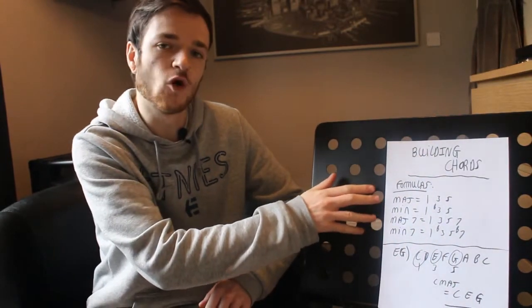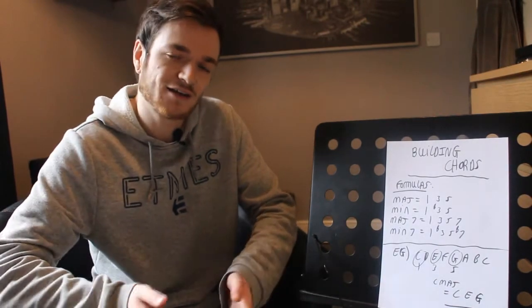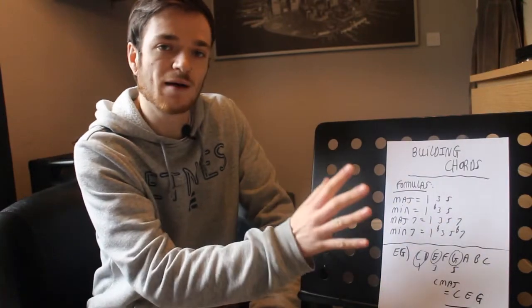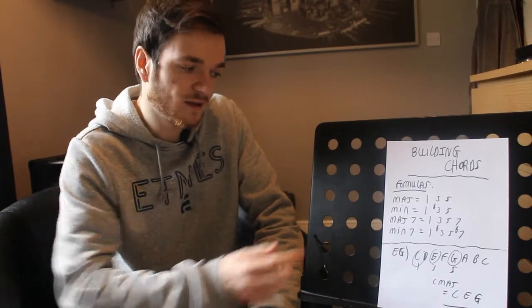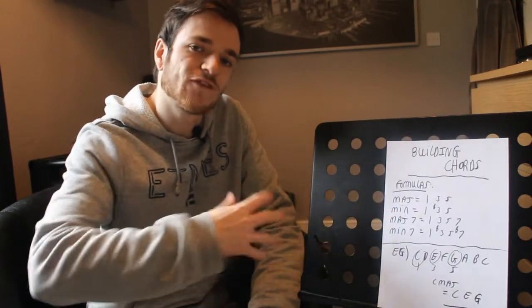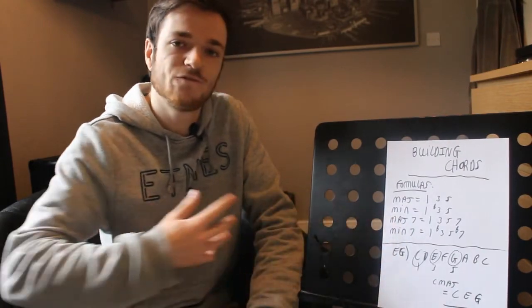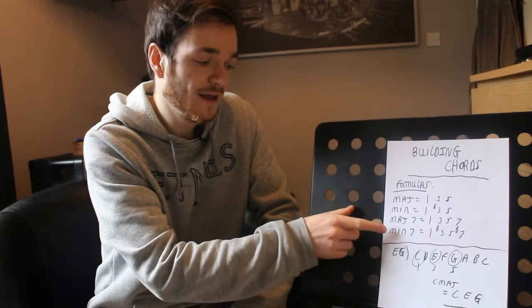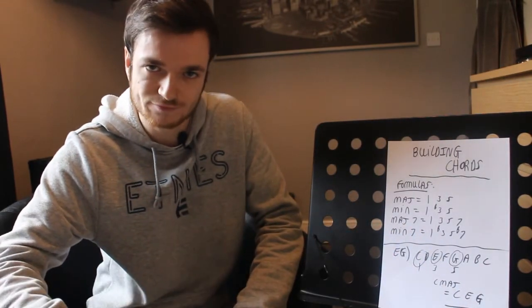We're going to start with some little formulas, okay? So basically, you build or dissect chords by using a set of formulas, okay? For example, major is the first, third, and fifth note of a scale. Minor is the first, flattened third, and fifth note of a scale. Major 7 is the first, third, fifth, and seventh note of a scale. And finally, the minor 7 is 1, flat 3, 5, flat 7, okay?